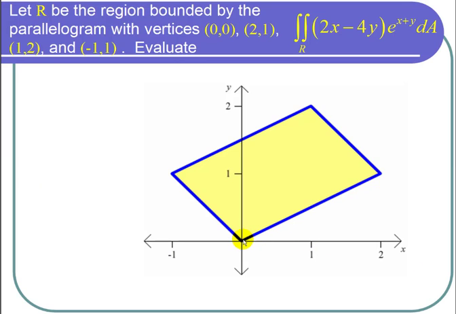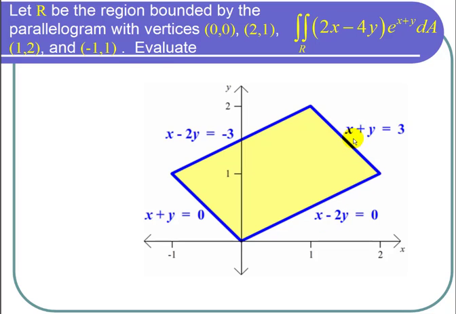I have my vertices (0, 0), (2, 1), (1, 2), and (-1, 1). And I see I have a parallelogram. And it's convenient to find the equations of the lines that form this parallelogram. And I did that. This first line has form x - 2y = 0. And when we're working with this Jacobian topic, it's easier to write it in standard form, where we have ax + by = a constant, than it is to write it in y = mx + b. And we'll see that in a minute.